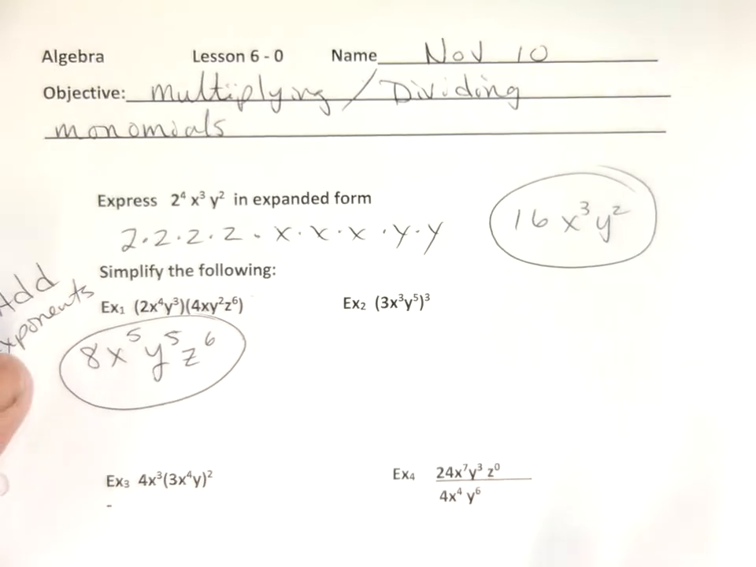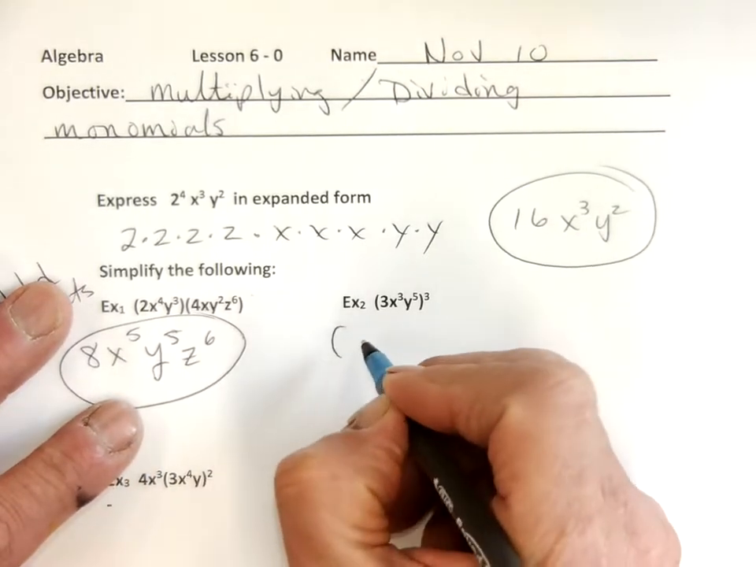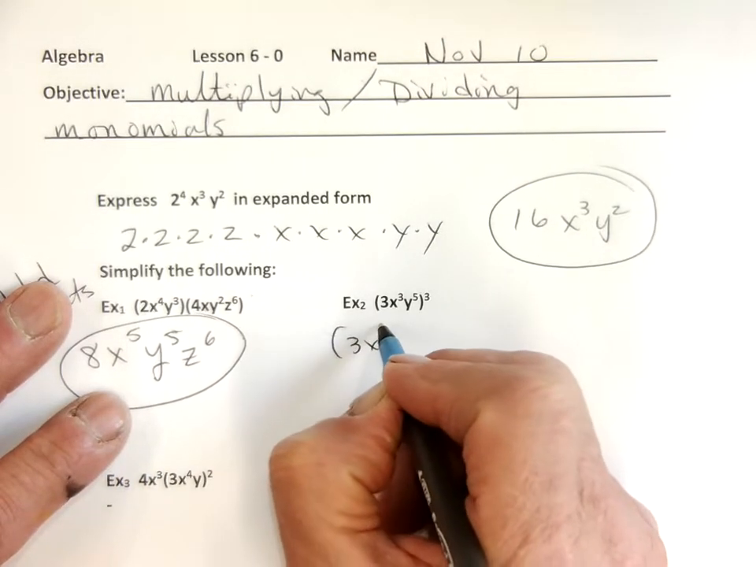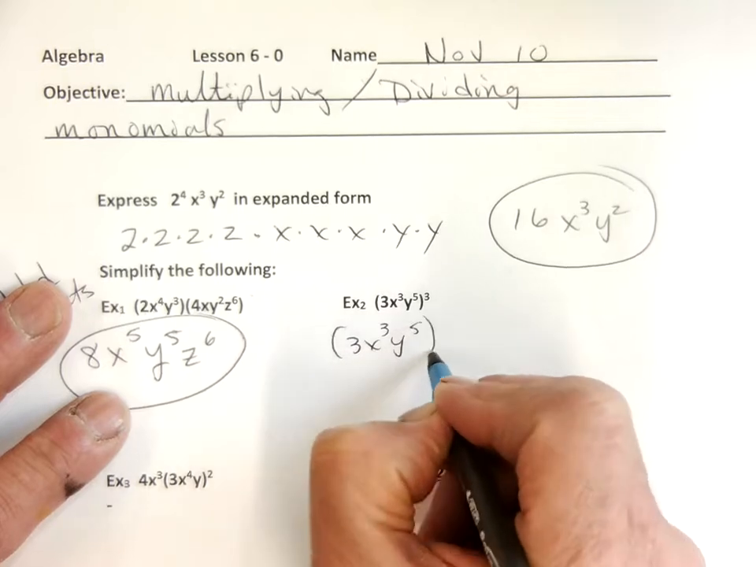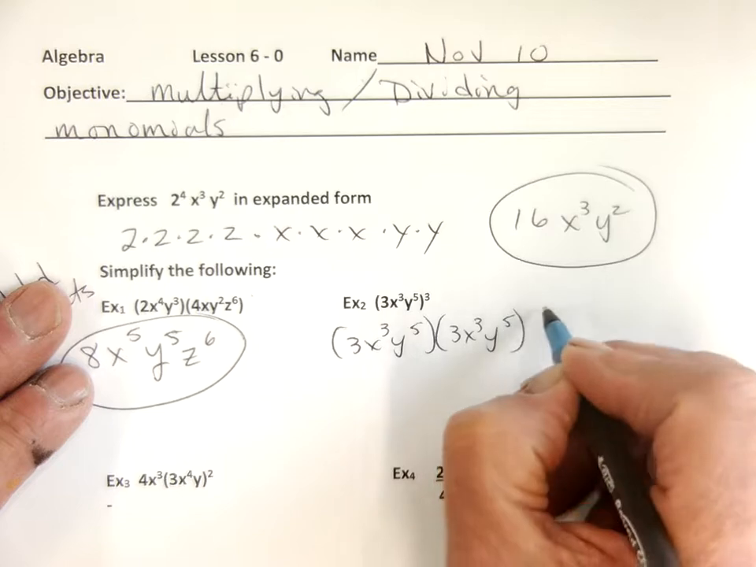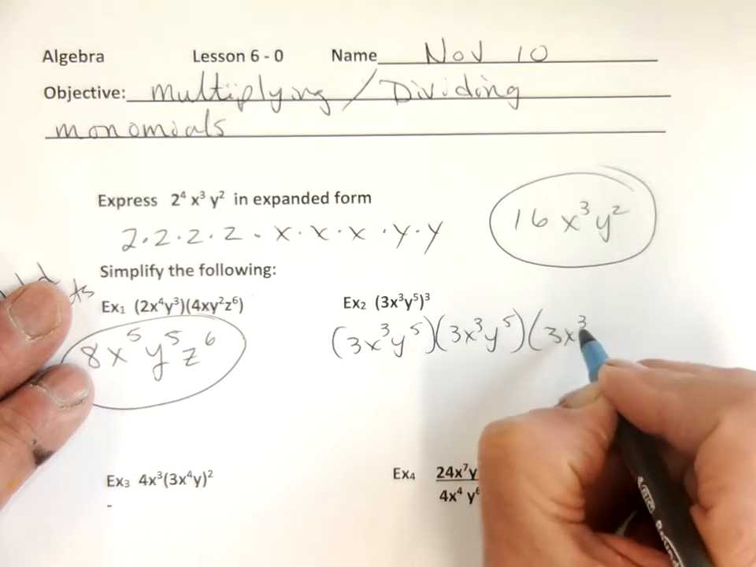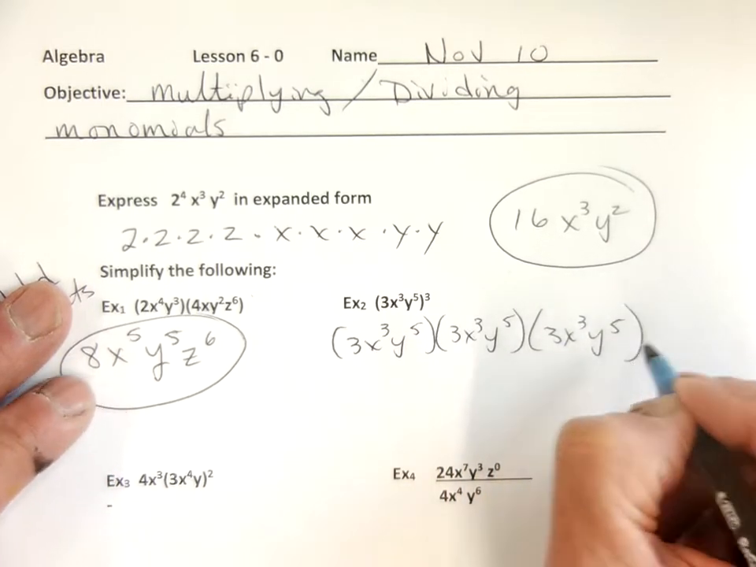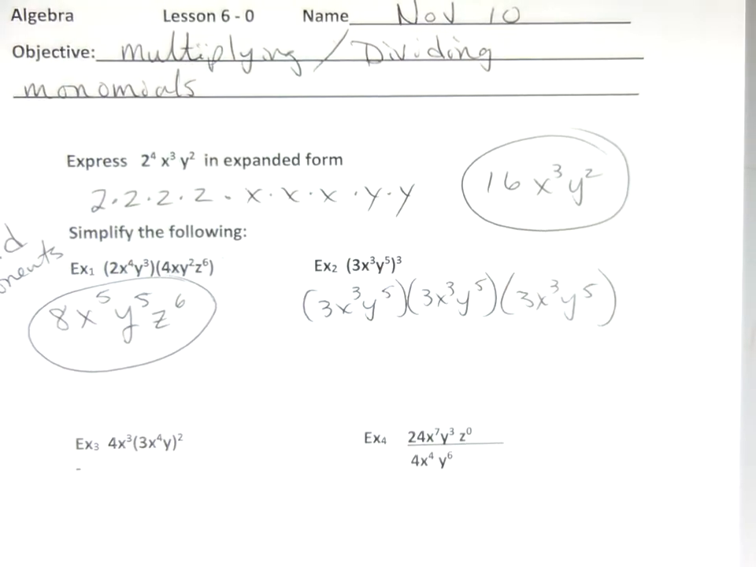Okay, how about example 2? Now, there's 2 ways to do example 2. You could do it the long way. Michael, hold your tongue for just a second. Give me a chance to steal your thunder. Don't say it, Michael. Can I say it? Sure.